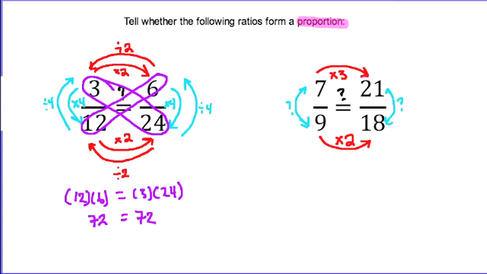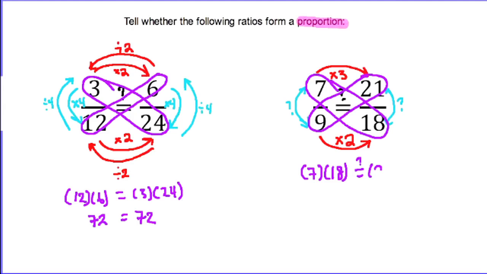Finally, I'm going to work with cross products, and cross products really can be the most useful one because even if you don't see a pattern between or within a ratio, you can always do cross products. So in this case I have 7 times 18, and I'm going to test to see if that is equal to 9 times 21. And so 7 times 18, that's 70 and 56, so 126. And 9 times 21 is 9 times 2 is 18, so 189. So clearly there, this is not a proportion.